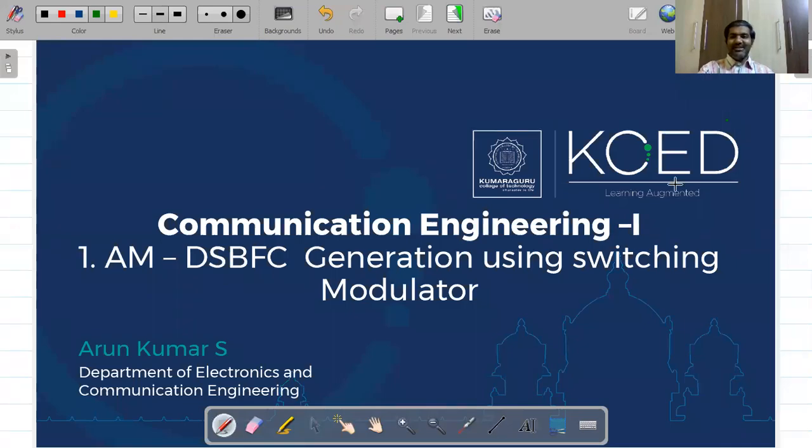So good morning all. Today we will discuss how to generate AM double sideband full carrier using a switching modulator. In the previous class we discussed how to generate AM using a square law device or a square law modulator. Today we will discuss how to generate AM using a switching modulator.